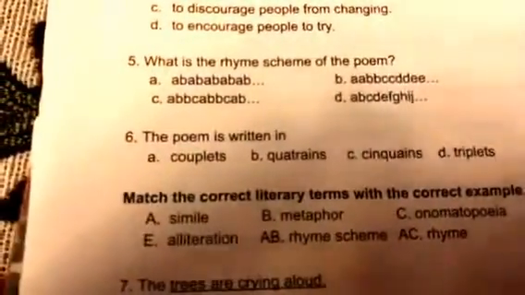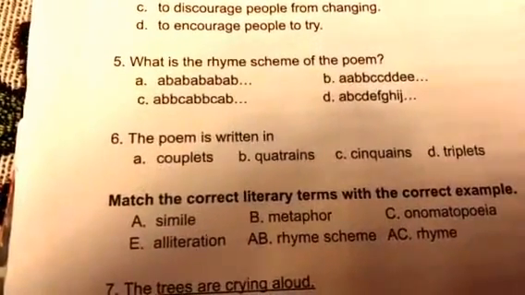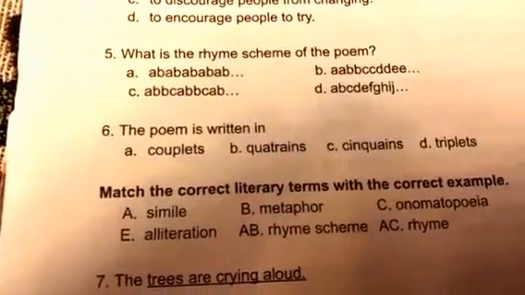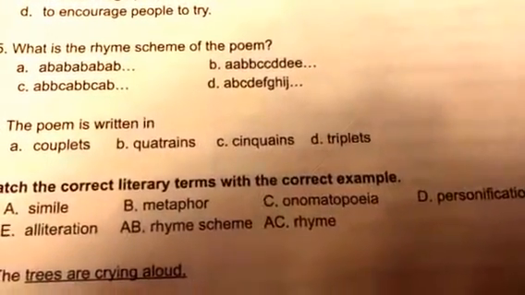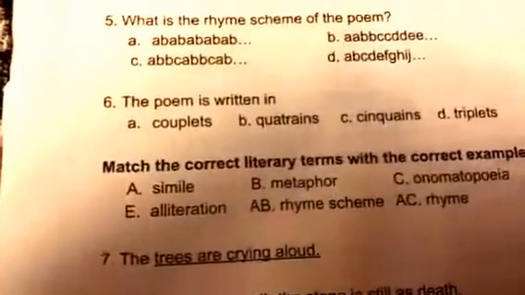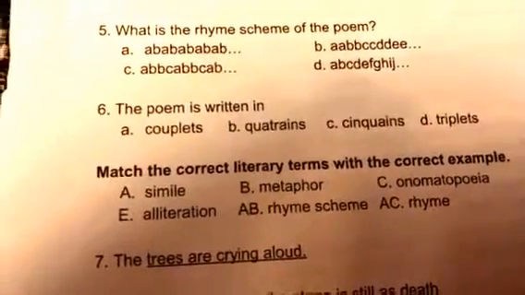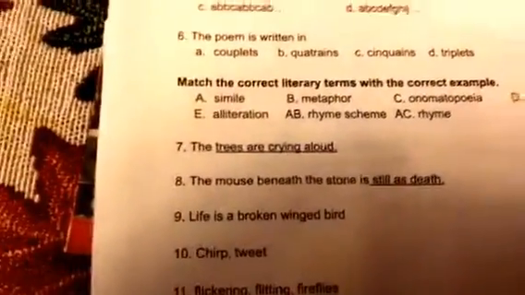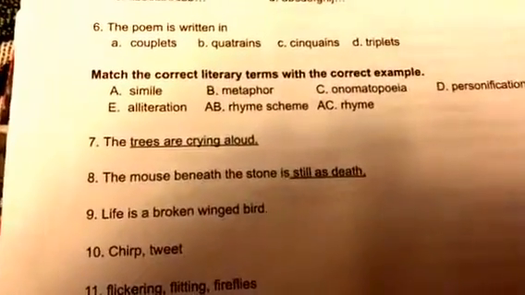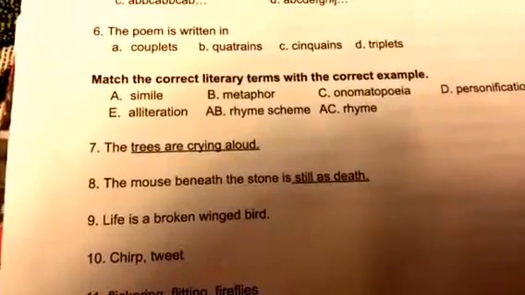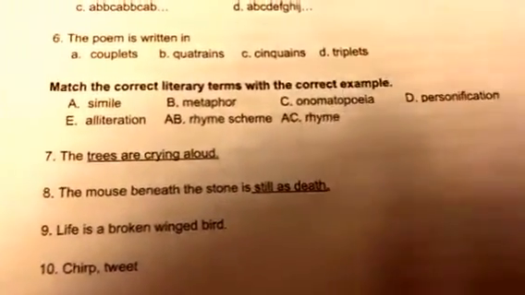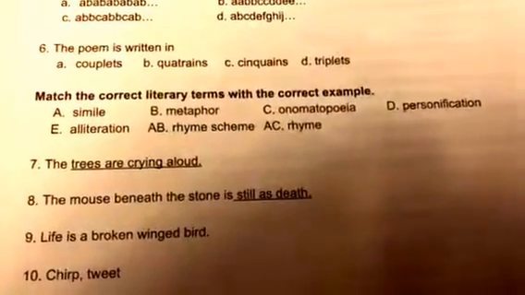Number 5, what is the rhyme scheme of the poem? Is it A, A, B, A, B, A, B? Or B, is it A, A, B, B, C, C, D, D, E, E? Is it C, A, B, B, C, A, B, B, C, A, B? Or is it not gonna read that one? Number 6, the poem is written in A, couplets, B, quatrains, C, cinquains, or D, triplets.